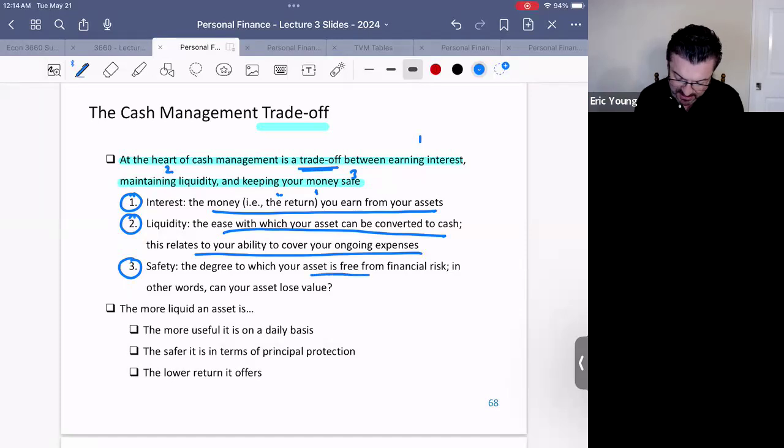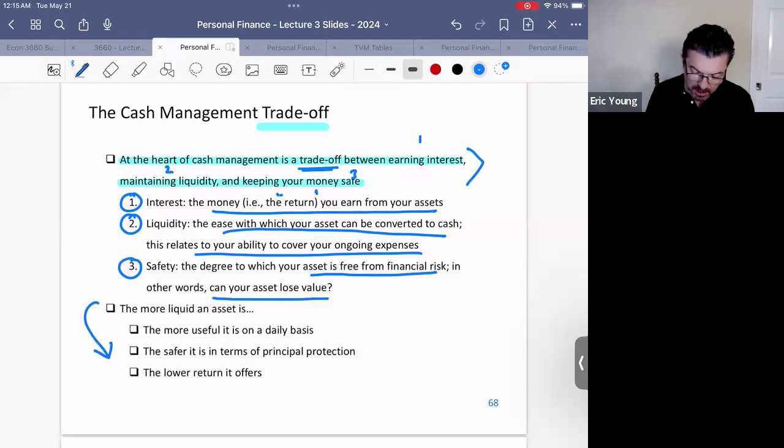And of course, the third idea is safety. Is your asset going to be subject to financial risk? In other words, can your asset lose value? So we've got these three big ideas: interest, liquidity, and safety. The goal would be to do all three great, but you're not going to do all three great because there's always a trade-off. And we can summarize that trade-off right here.